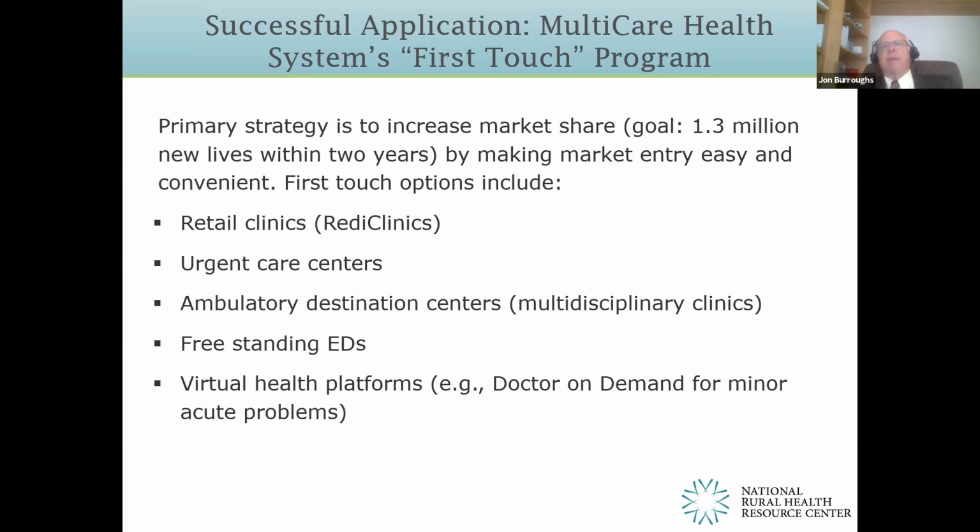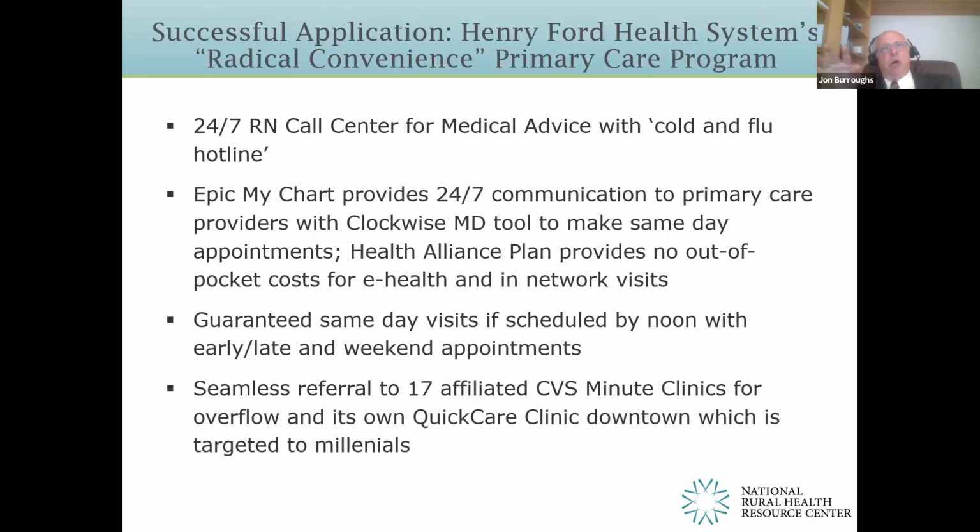You create what's called a medical neighborhood, which is a network of facilities that provide care and services in a certain geographic region. And so they put together their own medical neighborhood with the things identified by these bullets. Okay, Henry Ford put together what they call a radical convenience primary care program for their ambulatory setting. And what they have is a 24/7 call center for medical advice or a cold and flu hotline, and they have a COVID hotline obviously now.